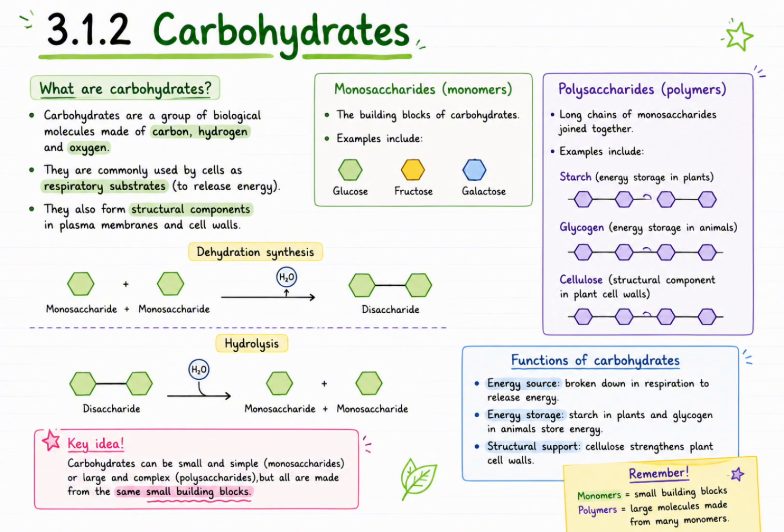There are three especially important polysaccharides you need to know for A-level biology. First, starch, which functions as an energy storage molecule in plants. Second, glycogen, which serves as the primary energy storage molecule in animals. And third, cellulose, which has a structural role and is a major component of plant cell walls.